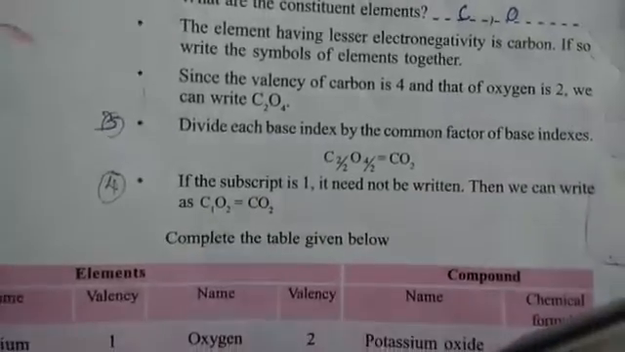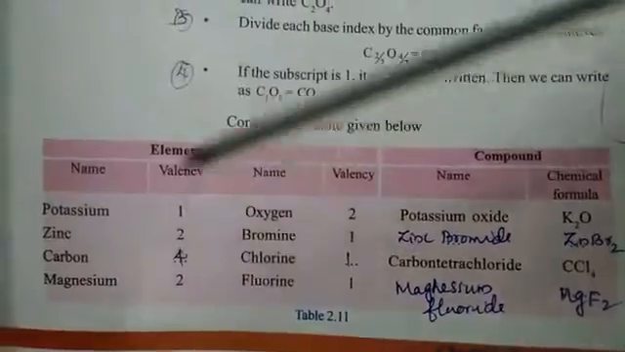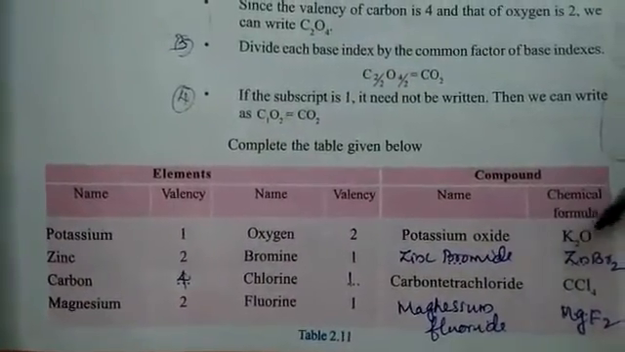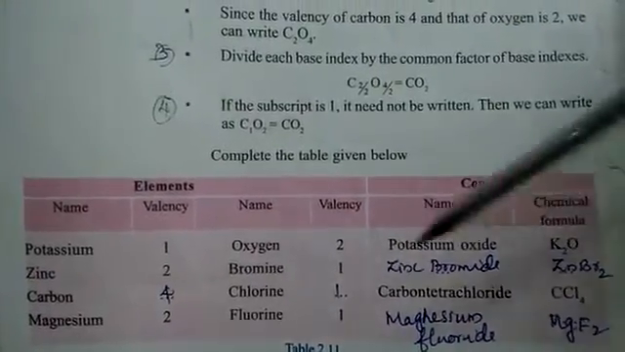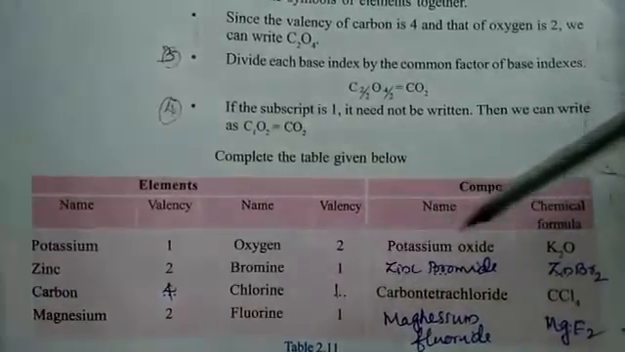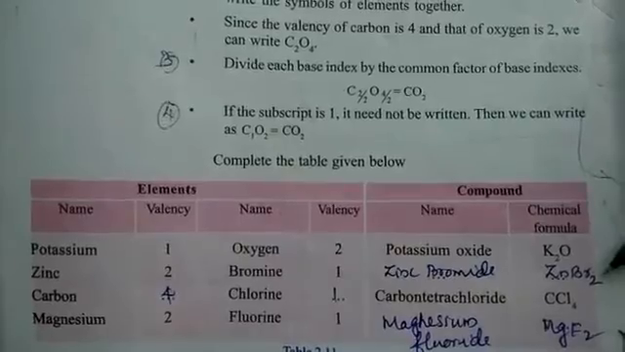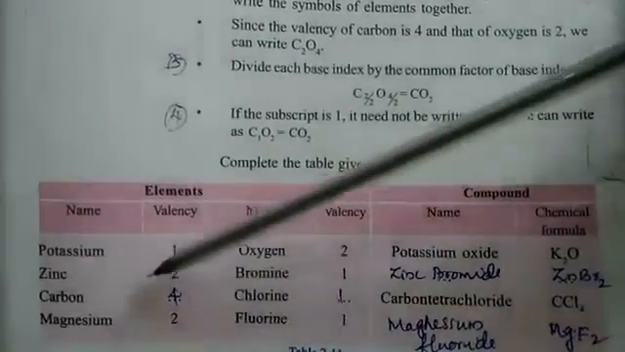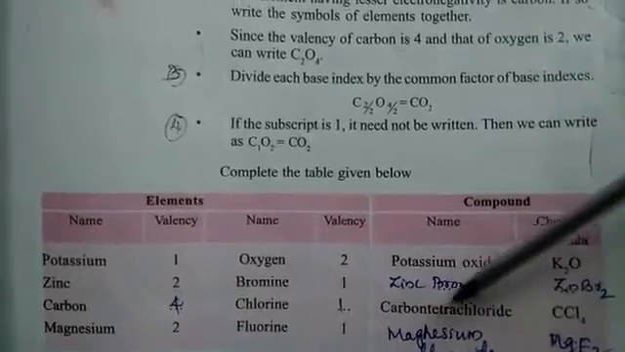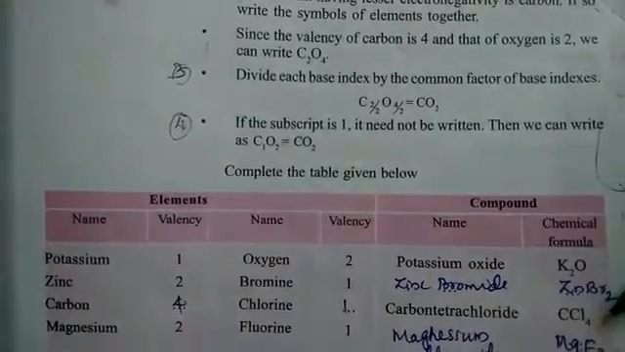Then consider this column. The valency of potassium is 1 and oxygen is 2. So potassium oxide is K2O. We are writing in the opposite way. For zinc, the valency is 2. Bromine, the valency is 1. So zinc bromide we will get, that is ZnBr2. Then carbon, the valency 4. Chlorine, the valency 1. So carbon tetrachloride is written as CCl4.